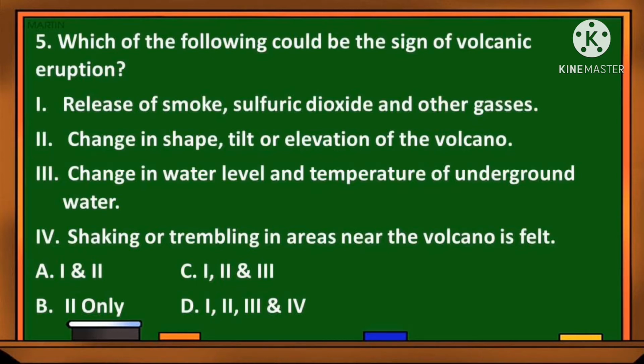Number 5. Which of the following could be the sign of volcanic eruption? Roman numeral 1, release of smoke, sulfur dioxide, and other gases. Roman numeral 2, change in shape, tilt, or elevation of the volcano. Roman numeral 3, change in water level and temperature of underground water. Roman numeral 4, shaking or trembling in areas near the volcano is felt. A. 1 and 2, B. 2 only, C. 1, 2, and 3, letter D. 1, 2, 3, and 4.